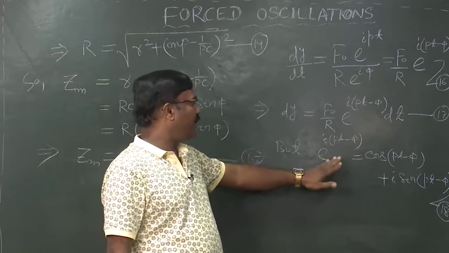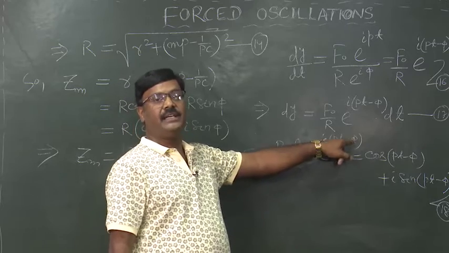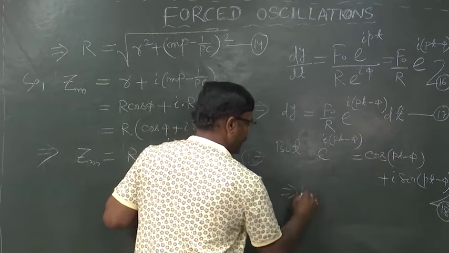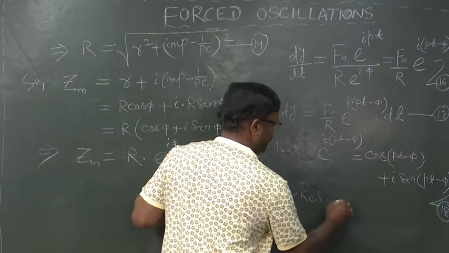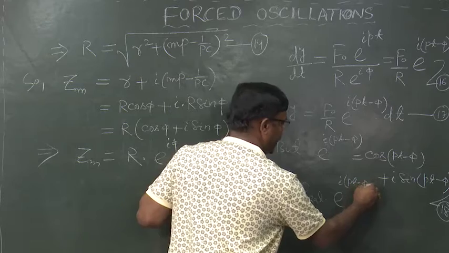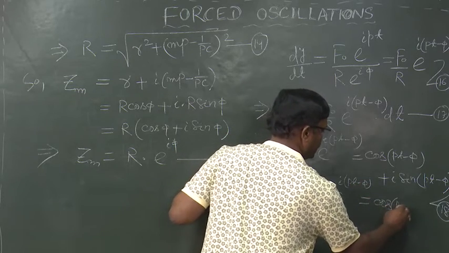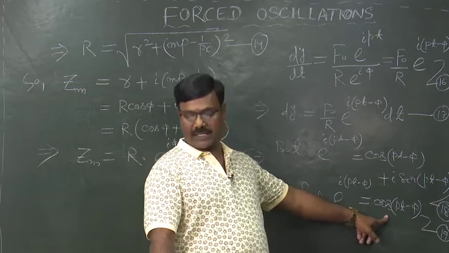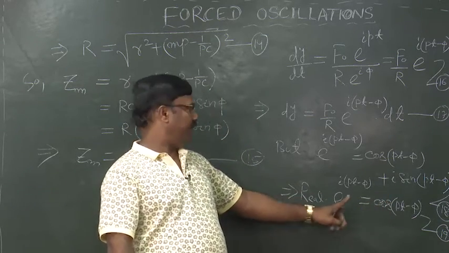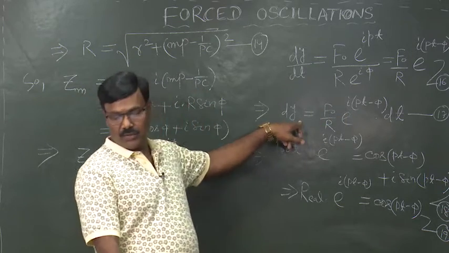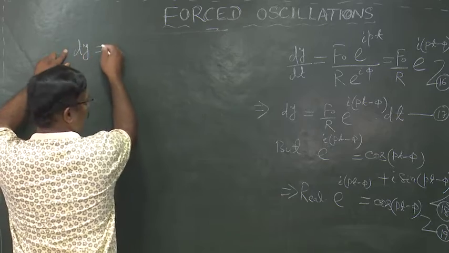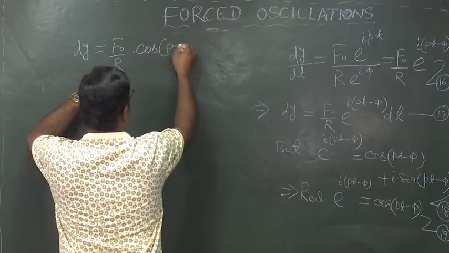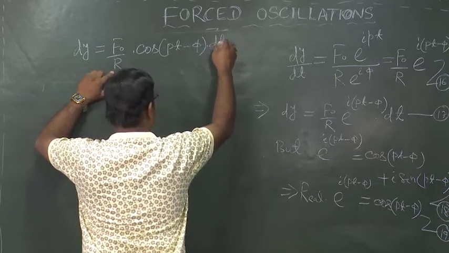If we take the real part of e to the power I (pt minus phi), then it will be how much? Cos (pt minus phi). So, this equation implies real part of e to the power I (pt minus phi) is equal to cos (pt minus phi). Now, putting the real part of this e to the power I (pt minus phi) in the equation for dy, we can write dy is equal to f0 by r into cos (pt minus phi) into dt.